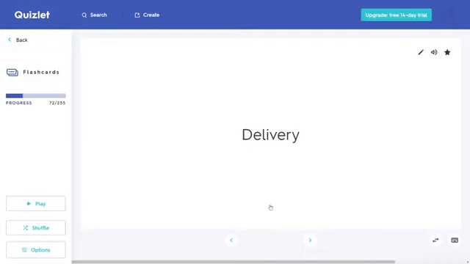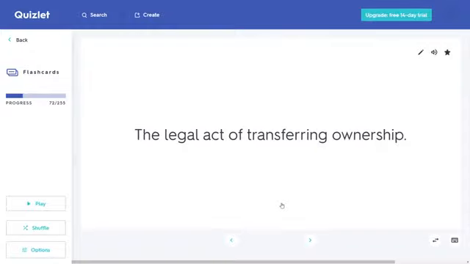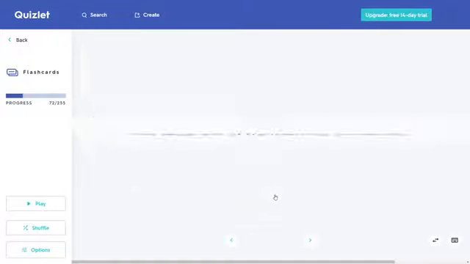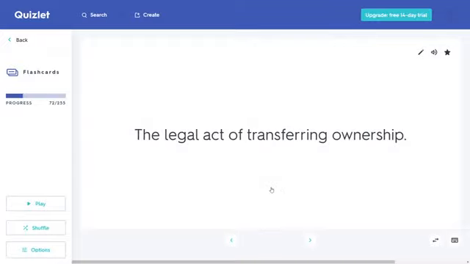Okay, are you guys familiar with this in the real estate perspective? So basically, all this means is the legal act of transferring ownership. So when you see delivery, think of this: legal act transferring ownership, delivery transferring ownership, or I mean, honestly, you could make it even shorter. Delivery is just transferring ownership.